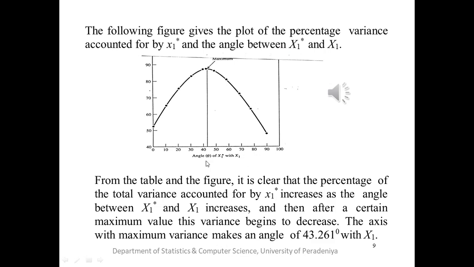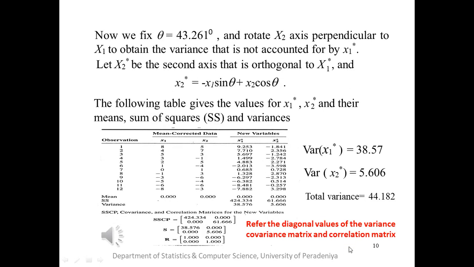Using the percentage values and the respective angles, now we obtain this plot. This plot also shows that when theta increases the respective percentage of x1 star increases up to a certain level and then decreases. When theta equals 43.261 degrees we have the maximum percentage. Now, we fix theta to 43.261 degrees, and rotate the x2 axis perpendicular to the x1 star axis to obtain the variance that is not accounted for by x1 star. Name this new axis as x2 star, and the values of x2 star can be obtained by using this expression.